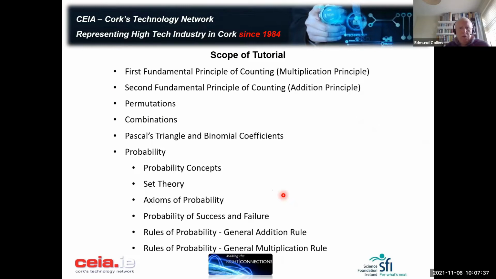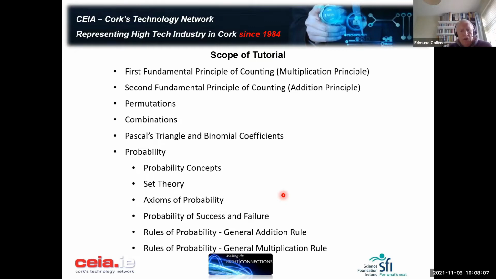So the scope of this morning's tutorial will start with some fundamental principles of counting, starting with the multiplication principle and then going on to the addition principle. Now, as you know from previous tutorials, it's very important that you understand the tools of the trade, so to speak, and the principle of counting is very much part of the whole probability problem solving toolkit.